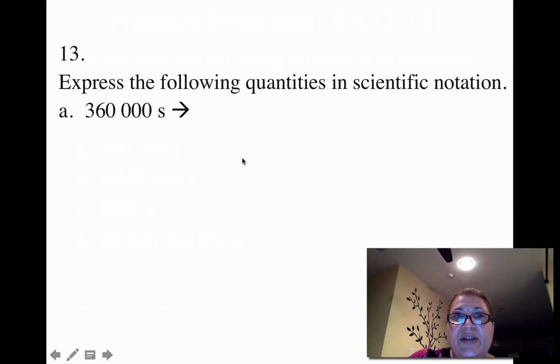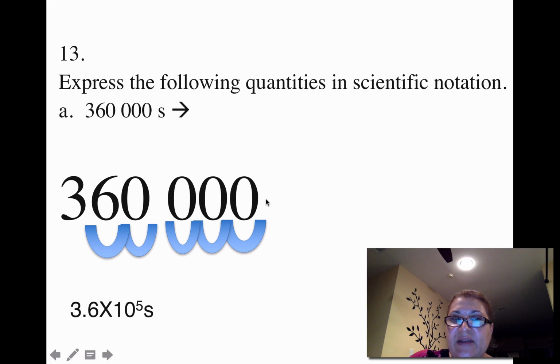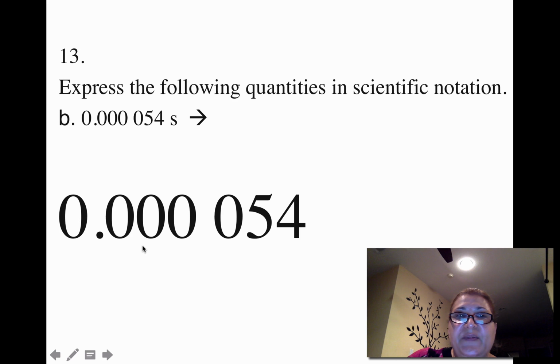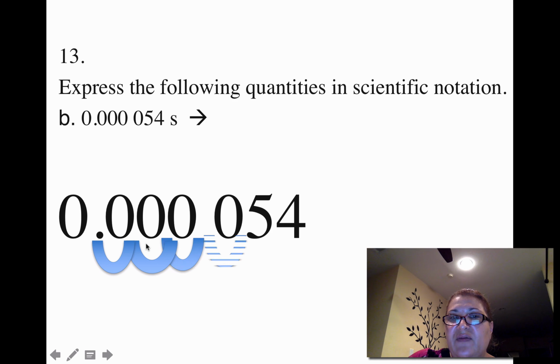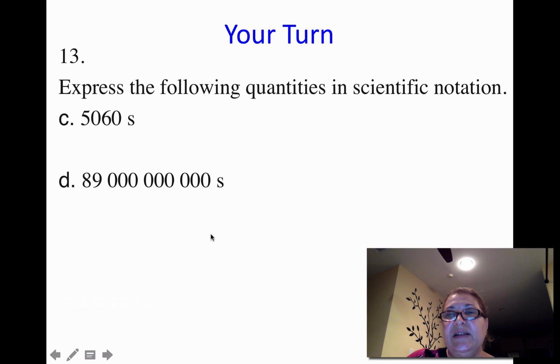Number 13, still the same. So 360,000, decimal to the left. 1, 2, 3, 4, 5. 3.6 times 10 to the positive 5 because we move to the left. And then 0.000054, we're moving to the right, so it's going to be a negative number. 1, 2, 3, 4, 5, negative 5. 5.4 times 10 to the negative 5. And then C and D were for homework.